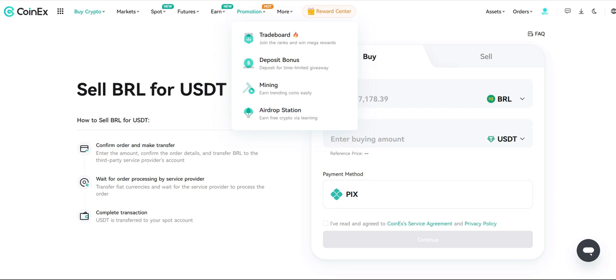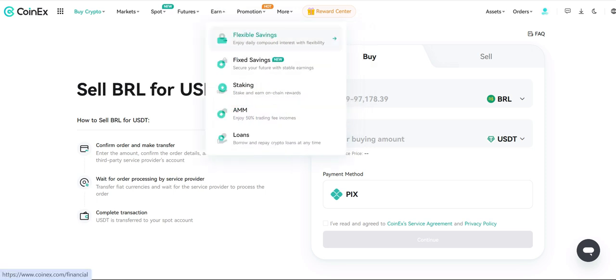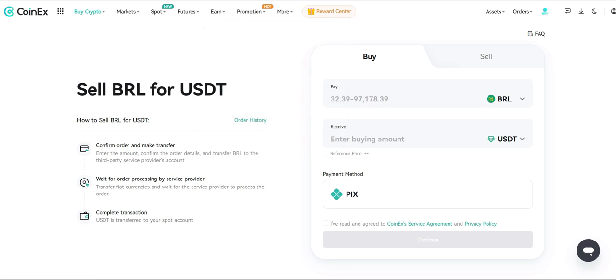Aside from that, they've got the promotion option here with the trade board, the deposit bonus, mining, the airdrop station as well. There's also the earn section for flexible savings if you want to stake with the exchange. There's also that option too. And you can also borrow and repay real crypto loans through the exchange. Okay, so they do have various features here. And that's pretty much it from CoinEx, just to keep it simple.